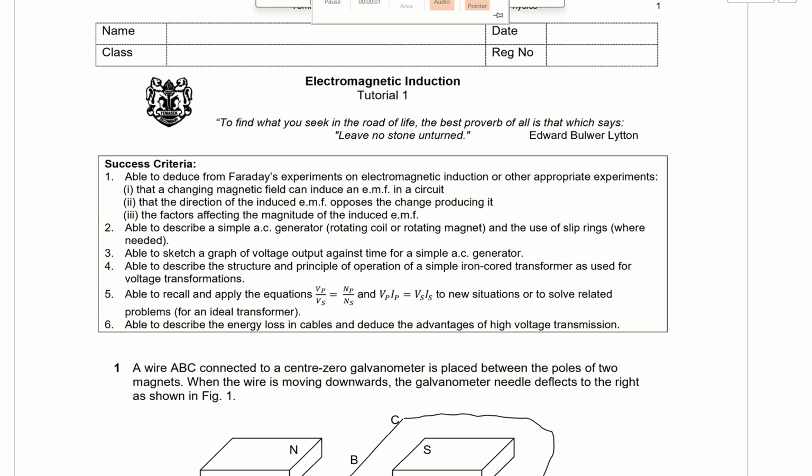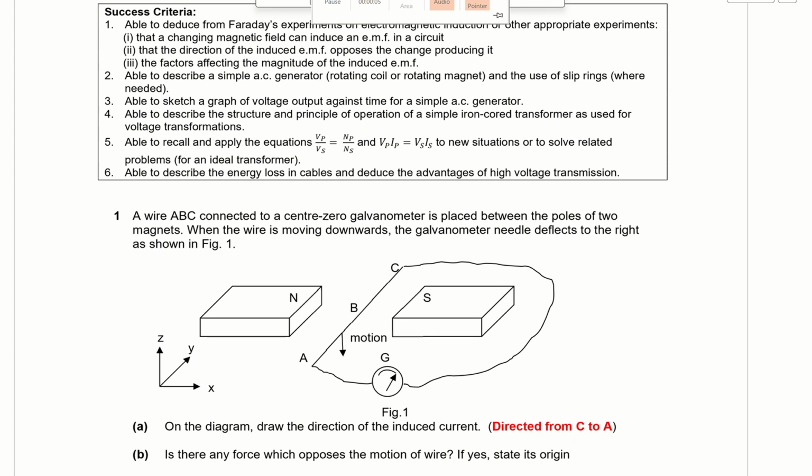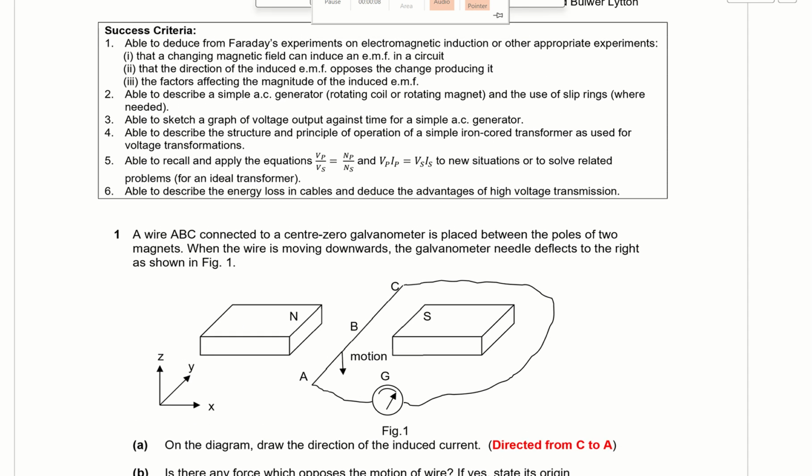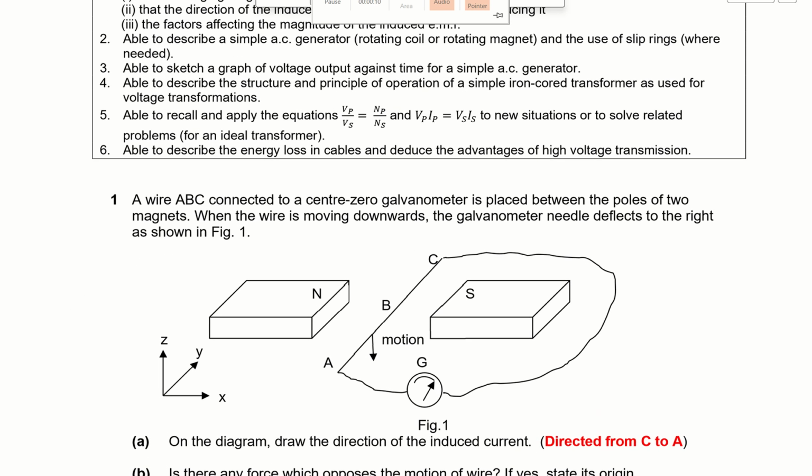Okay, for this video, I'll be going through the EMI tutorial. Question 1: a wire ABC is connected to a center zero galvanometer. Basically, the galvanometer checks for any flow of current.